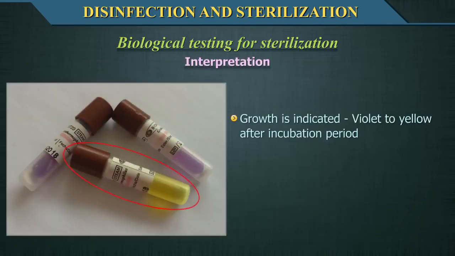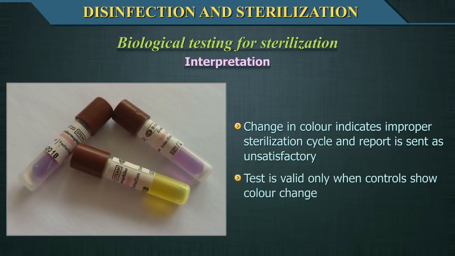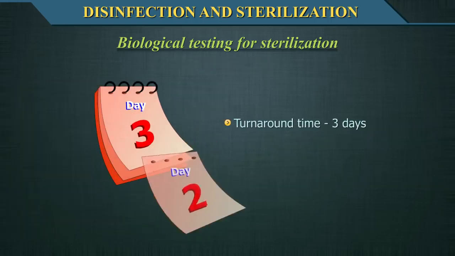Interpretation. Growth is indicated by change of color in the vial, for example, violet to yellow after the incubation period. No color change indicates the sterilization process by autoclave is complete and the report is sent as satisfactory, while change in color indicates improper sterilization cycle and the report is sent as unsatisfactory. The test is valid only when controls show color change. Turnaround time is 3 days.